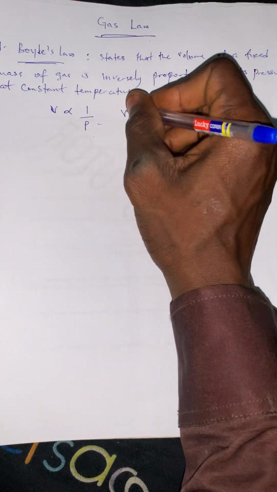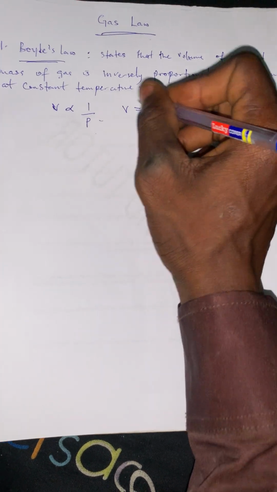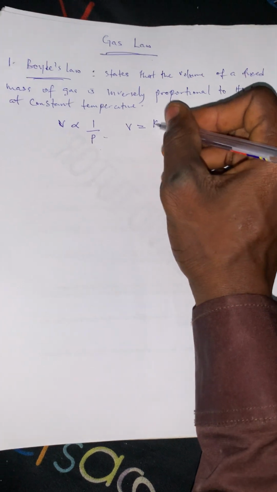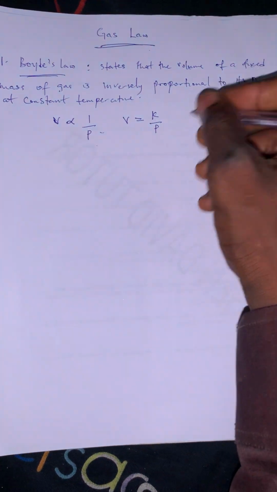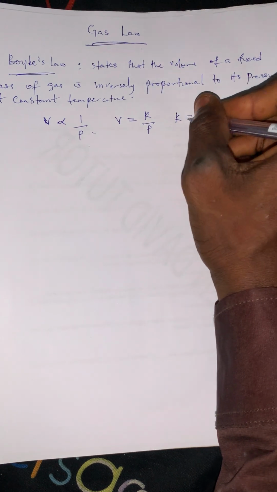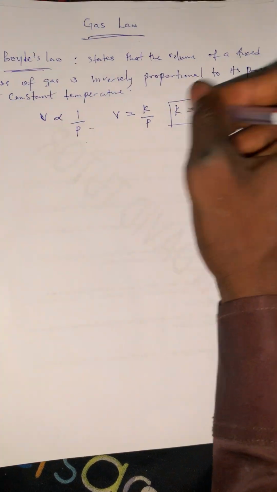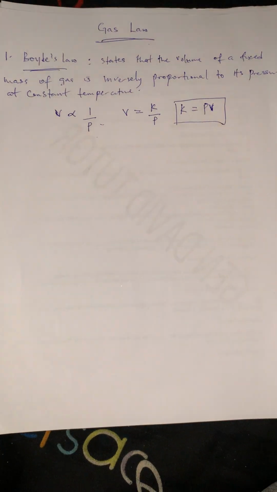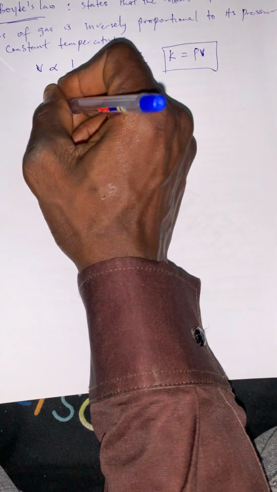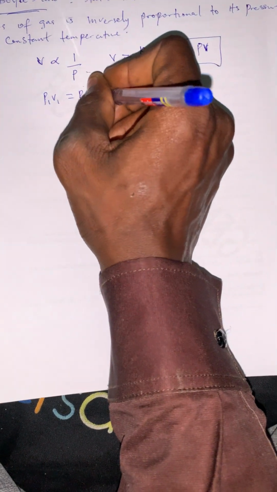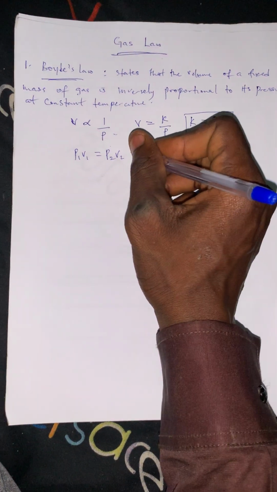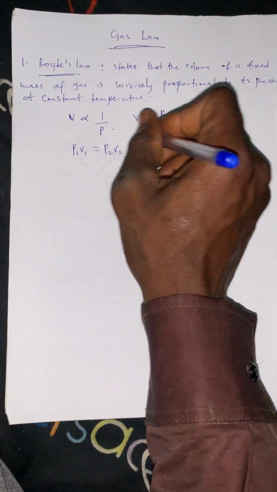So from this relationship, if you remove the proportionality sign, you have V equals K over P. Then if you cross multiply, K will be equal to PV. If you have more than one gas, then you can have P1 V1 equals P2 V2. Even if you have three gases, it can still be equal to P3 V3. So make sure that this equation stands. So this is Boyle's law.